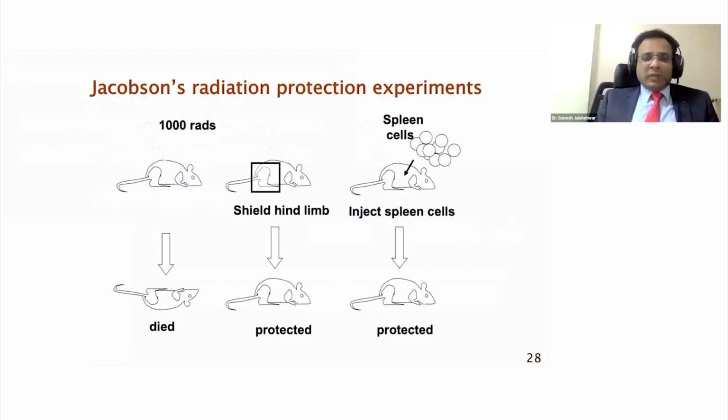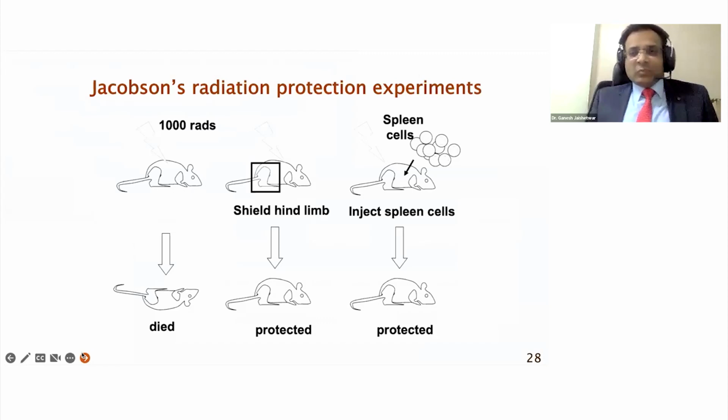So the initial breakthrough for the experimental stem cell transplant came through Jacobson's radiation protection experiments, wherein he either injected splenic cells from a healthy mouse into a lethally irradiated mouse, or he also tried shielding the hind limb, wherein the bone marrow stem cells were protected. And the mice who were injected with spleen cells and whose hind limb was shielded were protected, and they survived this lethal irradiation.